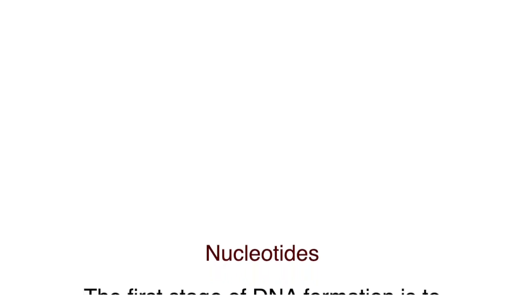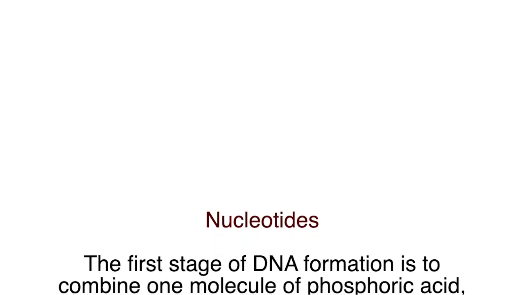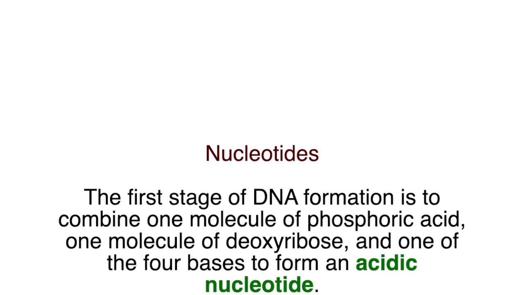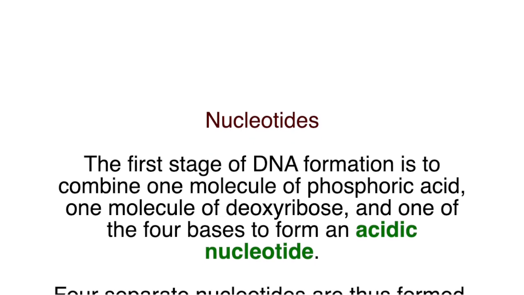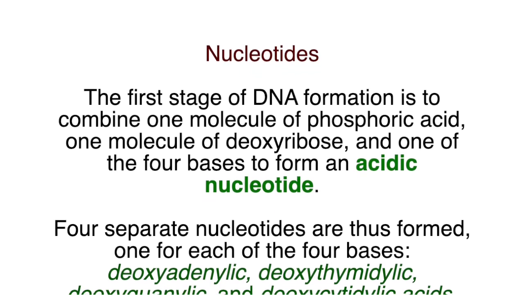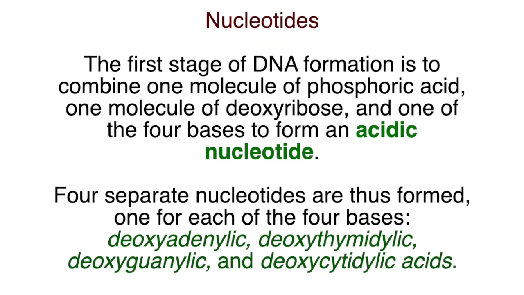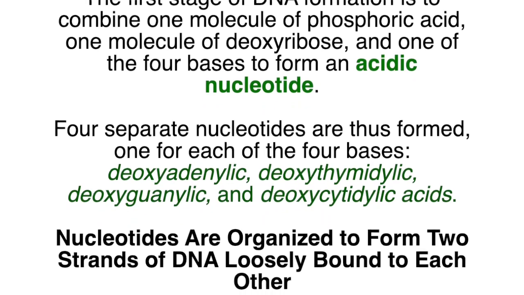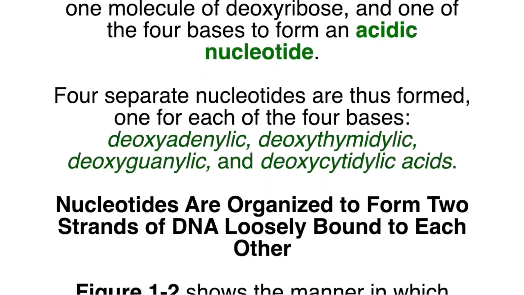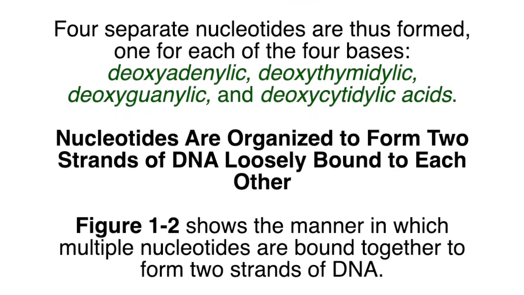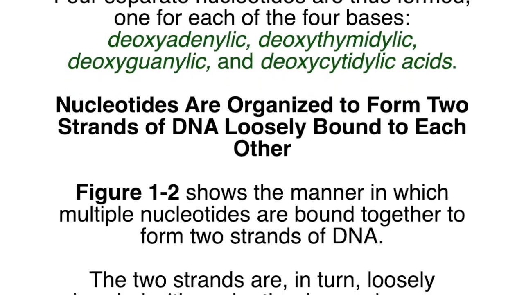Nucleotides. The first stage of DNA formation is to combine one molecule of phosphoric acid, one molecule of deoxyribose, and one of the 4 bases to form an acidic nucleotide. Four separate nucleotides are thus formed, one for each of the 4 bases: deoxyadenylic, deoxythymidylic, deoxyguanylic, and deoxycytidylic acids. Nucleotides are organized to form 2 strands of DNA loosely bound to each other.